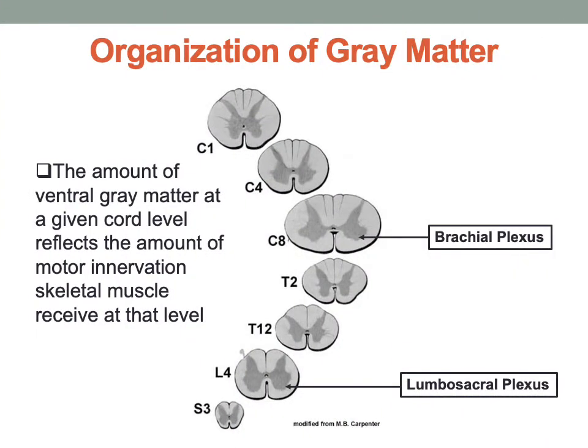The organization of gray matter. The amount of ventral gray matter at a given cord level reflects the amount of motor innervation skeletal muscle receive at that level. So to remind you, in the area of the plexuses, where there's going to be more motor neurons serving the limbs, it's going to have a larger ventral horn, which will be responsible for the cord enlargement.